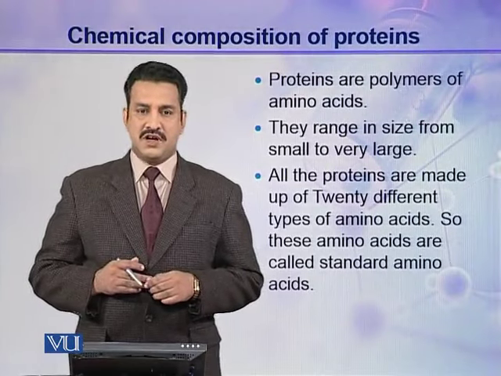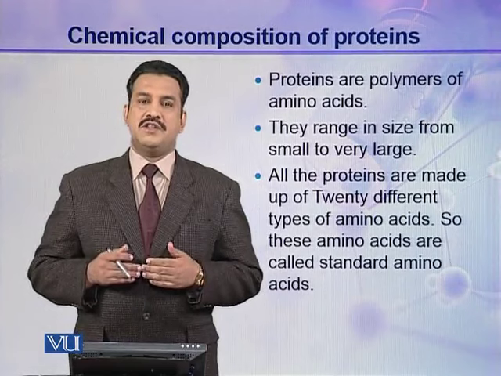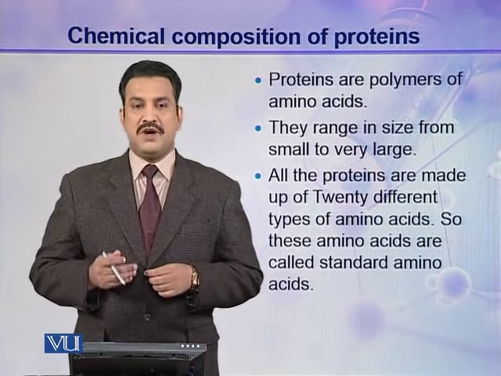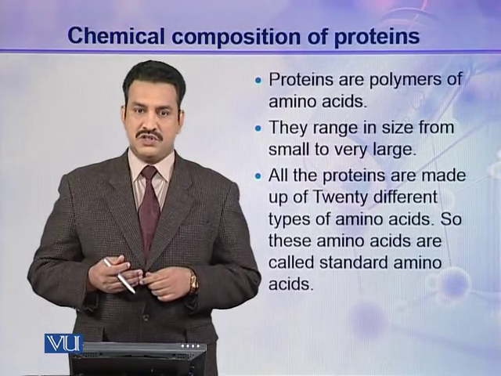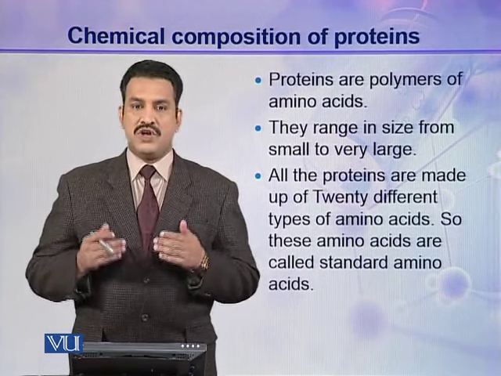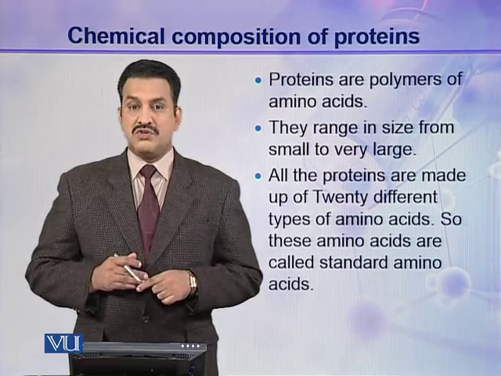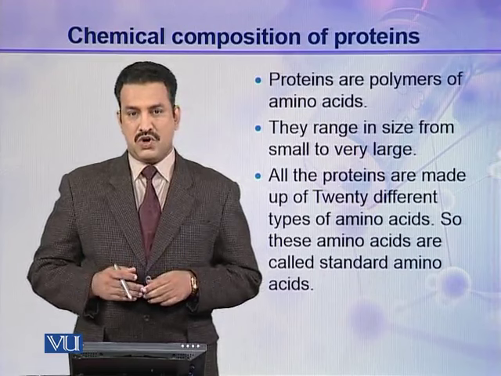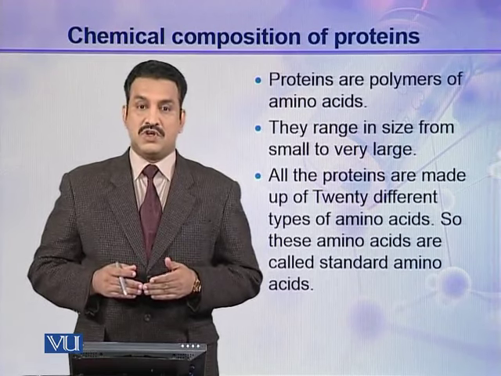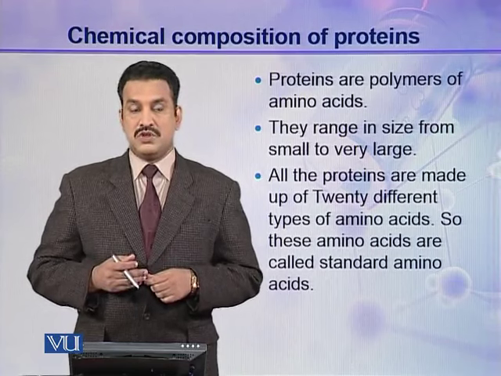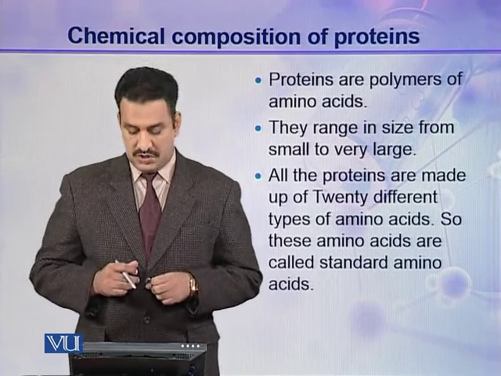Proteins, like DNA, are polymeric compounds and they are made up of amino acids. So in a protein molecule, amino acids are the repeating units. Different amino acids join together and make protein molecules. Proteins range in size from small to very large. For example, some proteins may contain up to thousands of amino acids. So proteins are very big molecules.